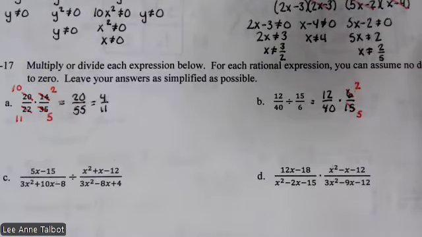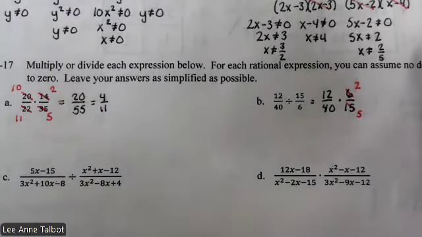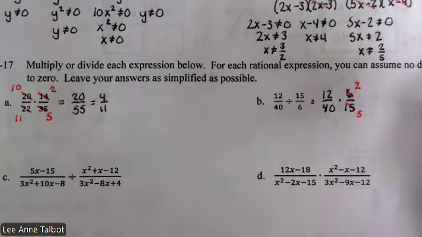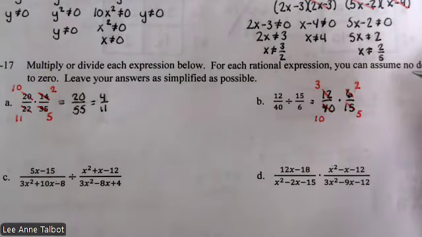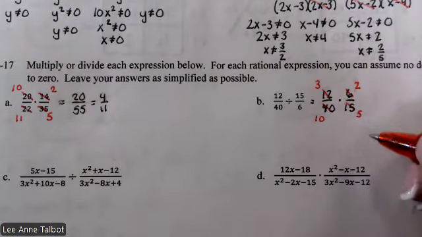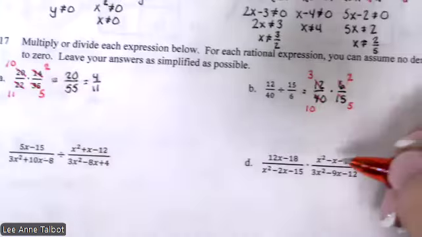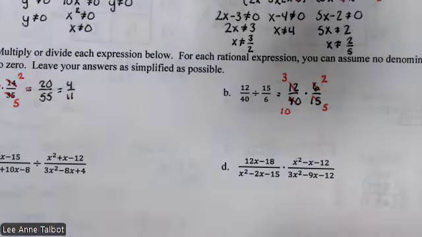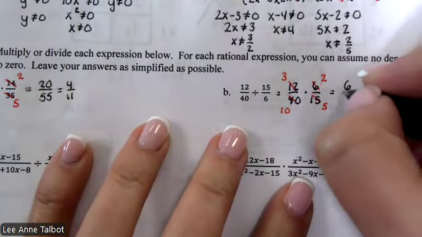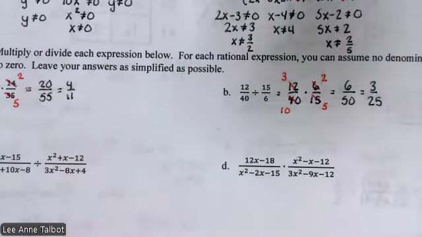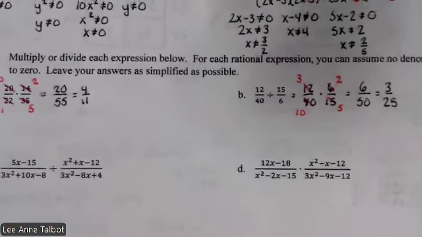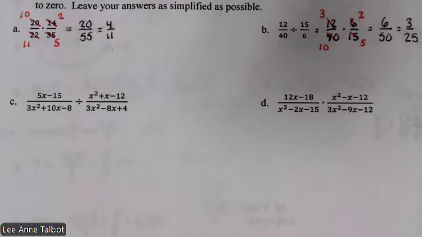Okay. And what would 12 over 40 be? 3/10. I did the 2 over 5 over here. Hold on. Switch to black pen. Agreed? Did you guys get 3 over 25? Okay. All right. So there's the process.